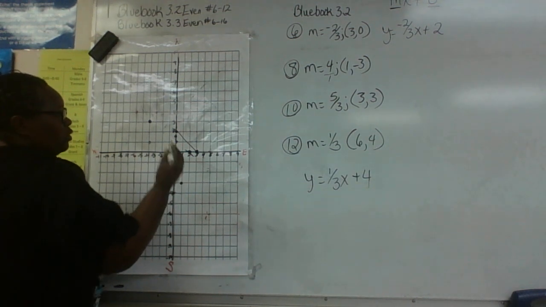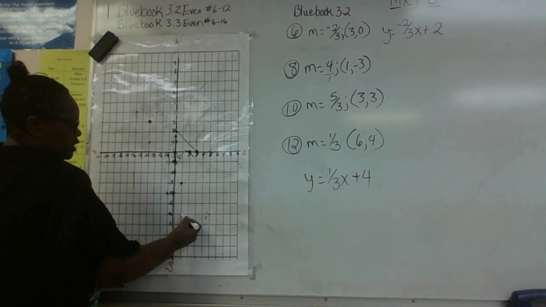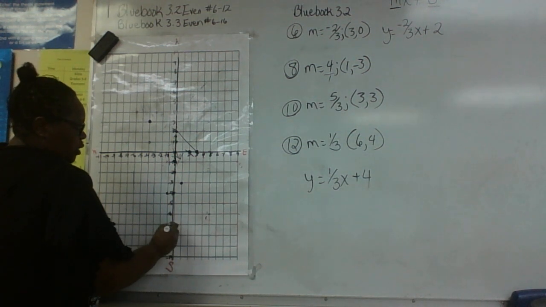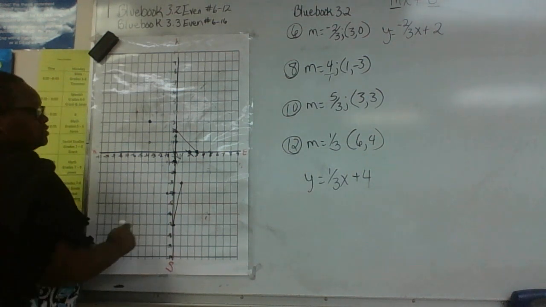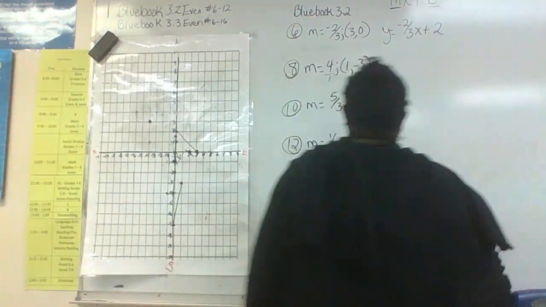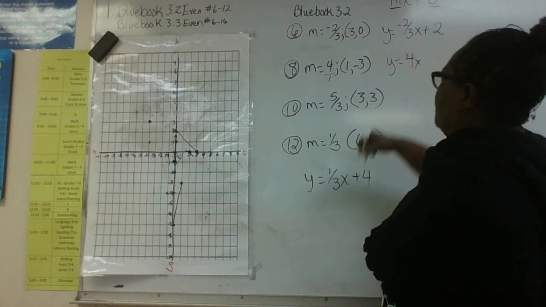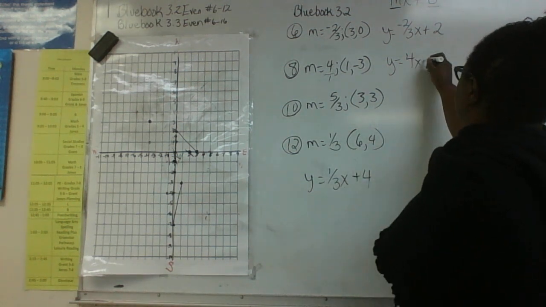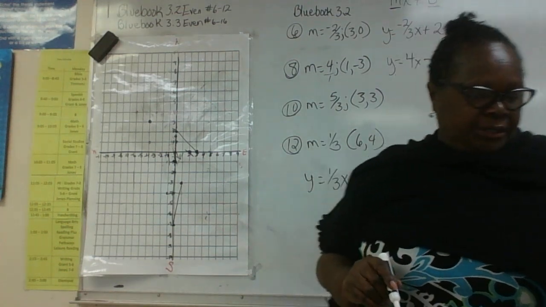All right, so let's go. 4/1. We drop 1, 2, 3, 4, and we run 1 to the left, and we discover that we intersect with our y at -7. So therefore, our slope is 4, but our intercept is -7. Okay, let's take a look at number 10.